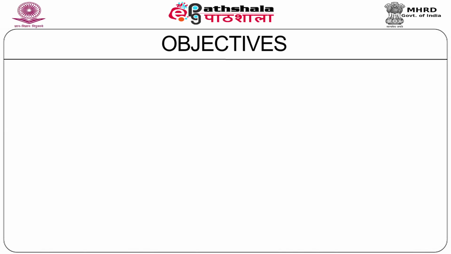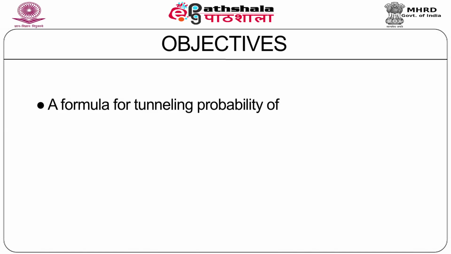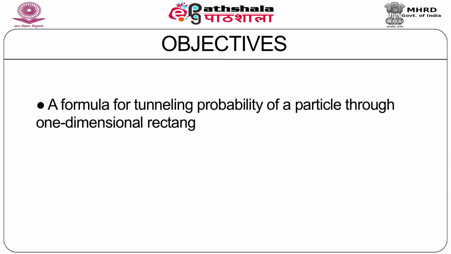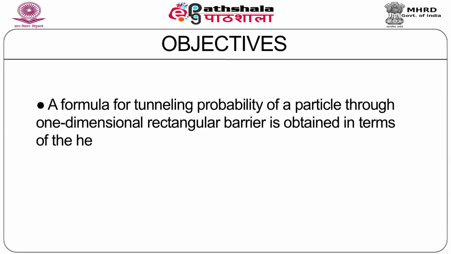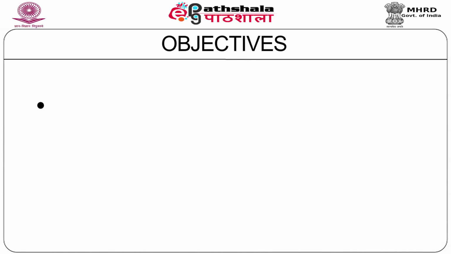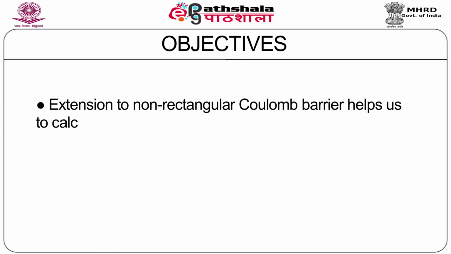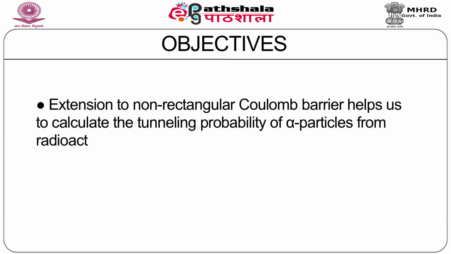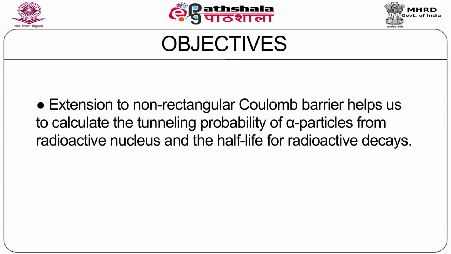Number one, a formula for tunneling probability of a particle through a one-dimensional rectangular barrier is obtained in terms of the height and width of the barrier. Number two, extension to non-rectangular Coulomb barrier helps us to calculate the tunneling probability of alpha particles from radioactive nucleus and the half-life for radioactive decays.